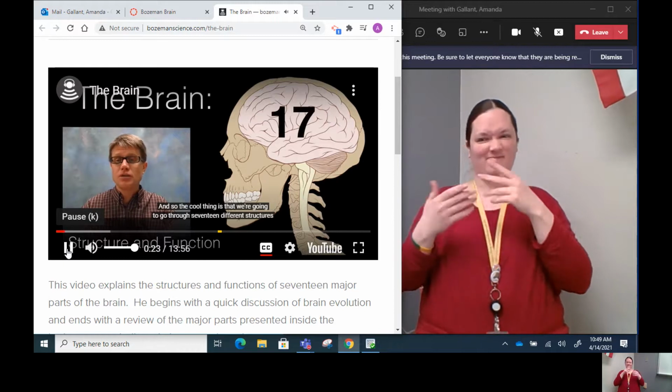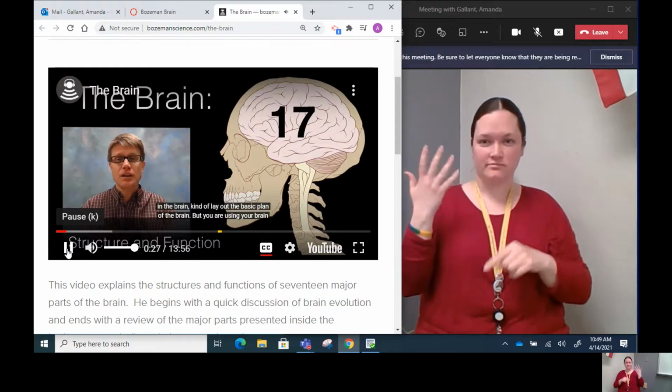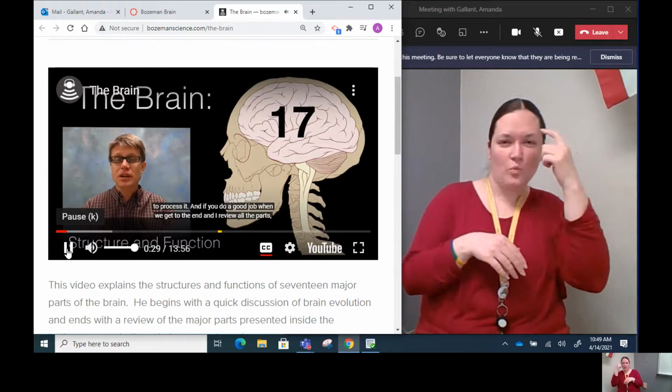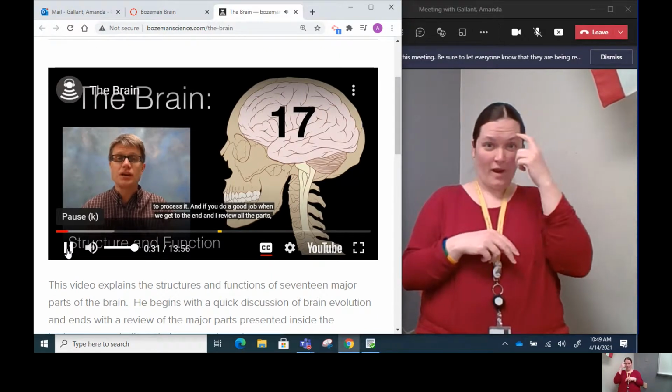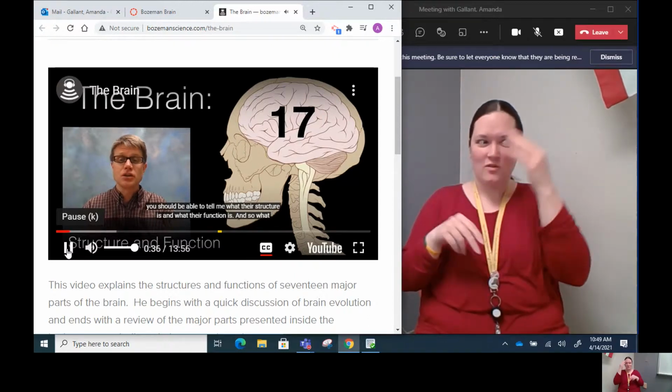And so the cool thing is that we're going to go through 17 different structures in the brain, kind of lay out the basic plan of the brain, but you're using your brain to process it. And if you do a good job, when we get to the end and I review all the parts, you should be able to tell me what their structure is and what their function is.